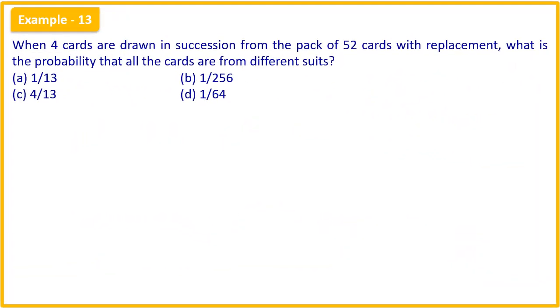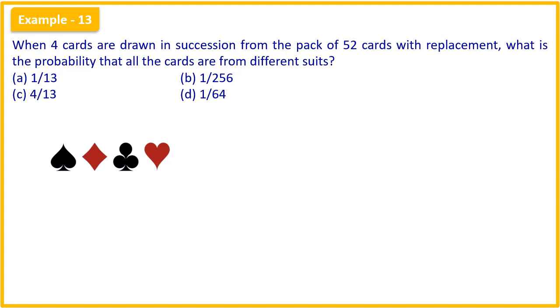Example 13. When 4 cards are drawn in succession from a pack of 52 cards with replacement, what is the probability that all the cards are from different suits? Here, one point to understand is that the 4 cards are drawn in succession, meaning one after the other. So they become 4 independent events, and the replacement is done, meaning every time you pick a card, there are again 52 cards in the pack. So what is the probability that all of them are from 4 different suits?